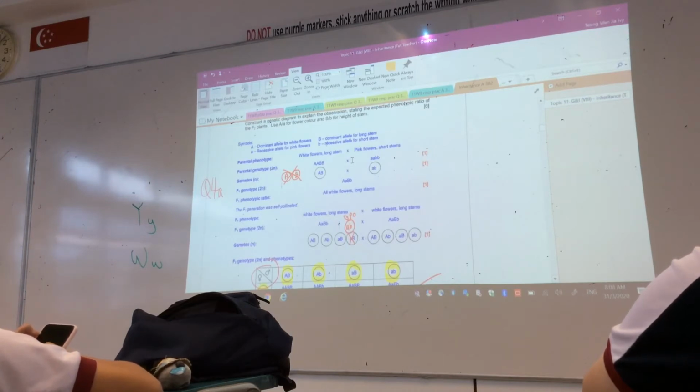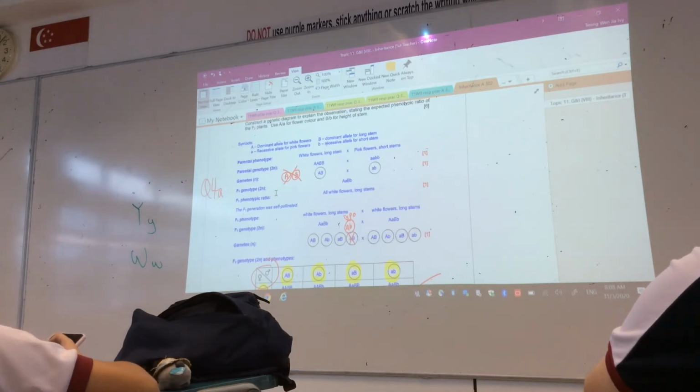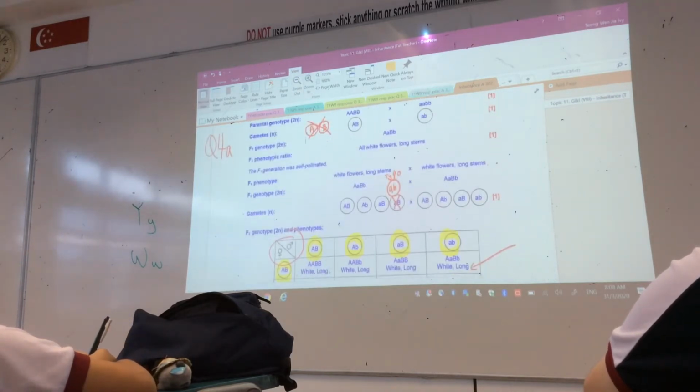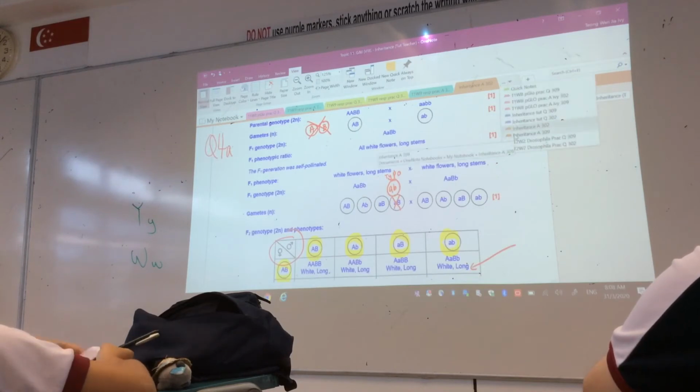Okay, good. Don't write symbols. Don't write symbols, because you have to let the examiner know that you understand which is the dominant value, even though the alphabets are given in the question. Okay, anyway, can we move on to the next part?